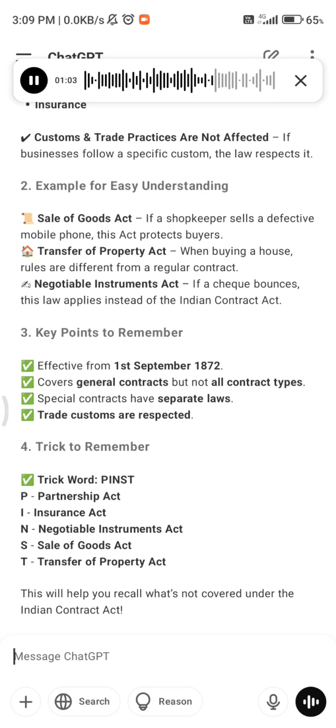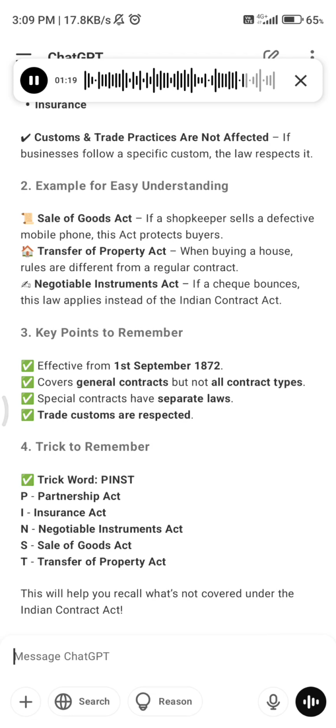3. Key points to remember. Effective 1st September 1872. Covers general contracts, but not all contract types. Special contracts have separate laws. Trade customs are respected.